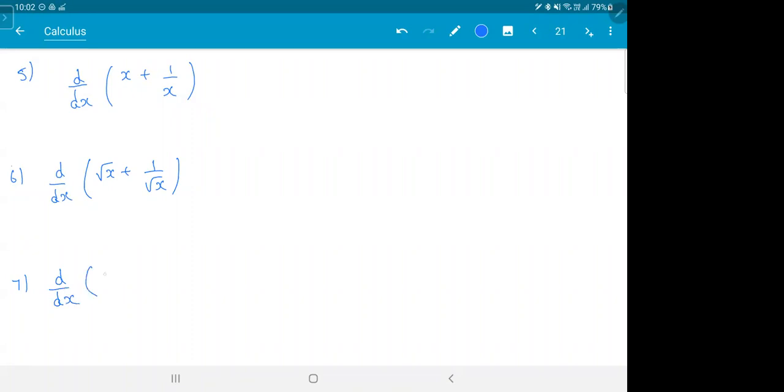Next one. These things you'll encounter a lot: x plus 1 by x and root x plus 1 by root x. Get these three. You're still doing f of x plus g of x.